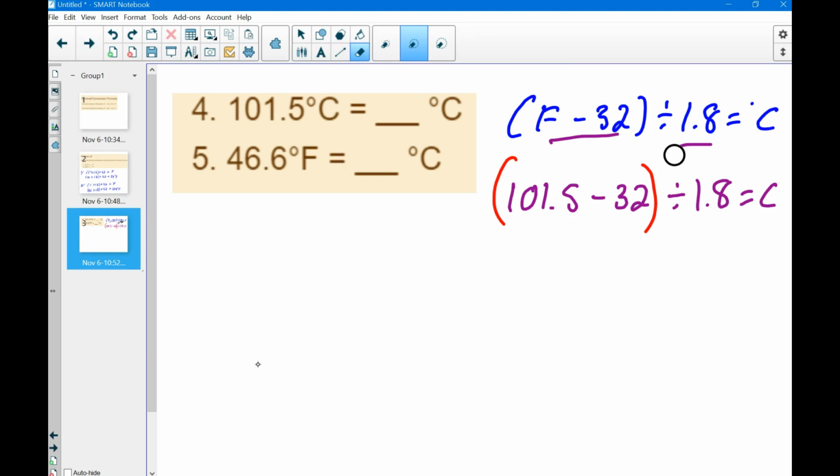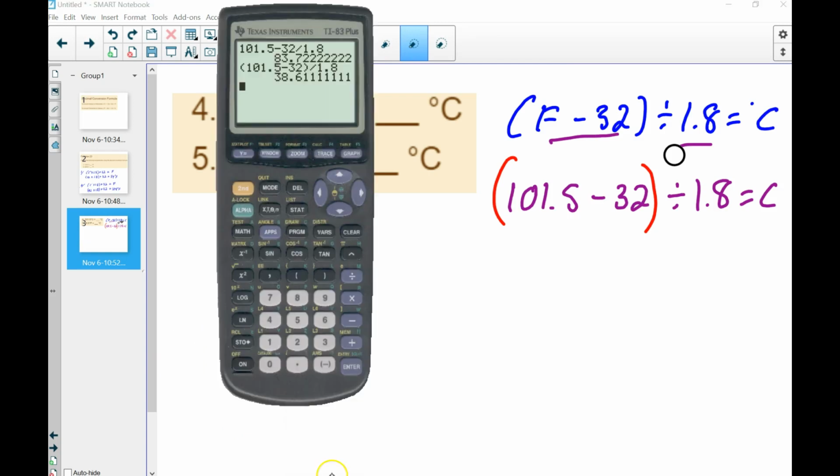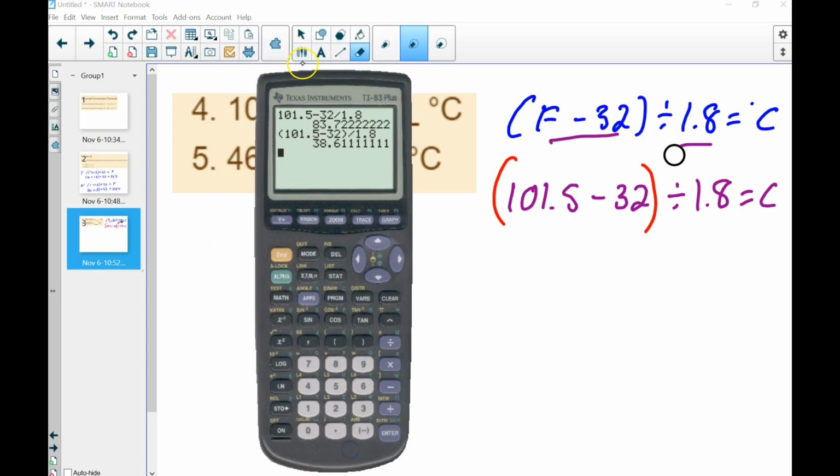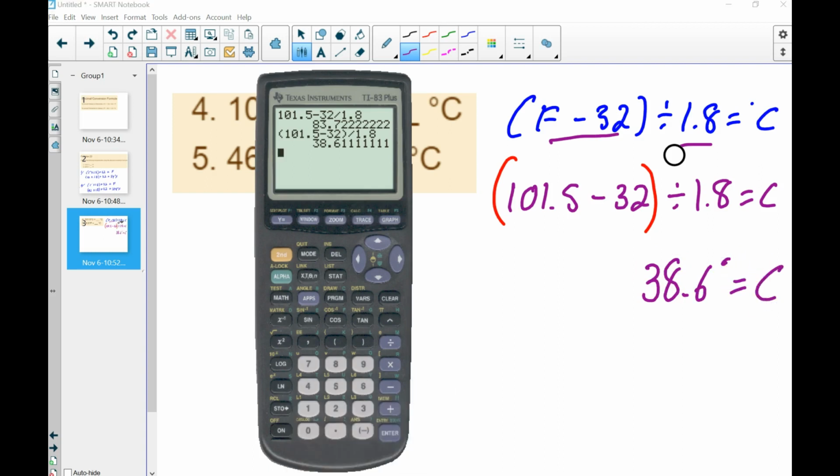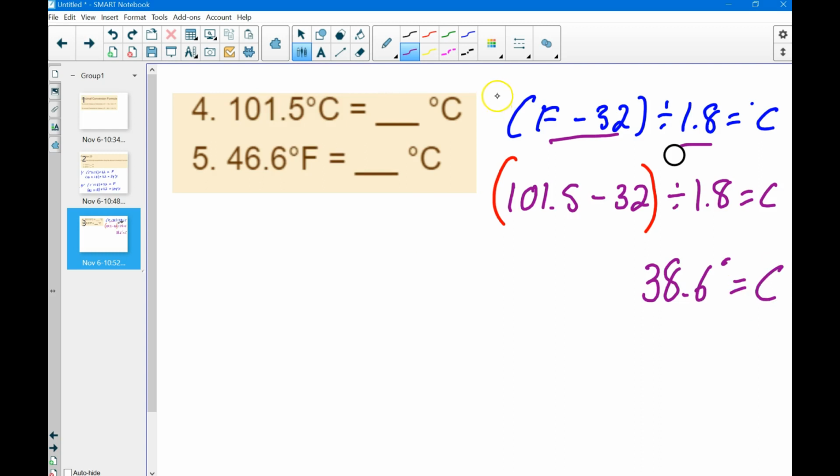So, we just did the calculation, so I might as well just put it up there. 38.6. Oops, a pen would be nice. .6 degrees, that's our Celsius temperature. And this is number 4. Number 4 is very colorful. Hope you like colors.